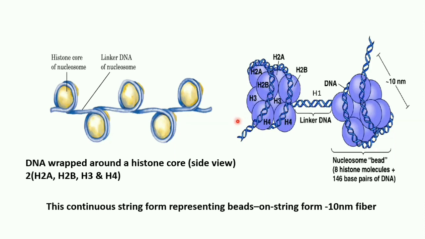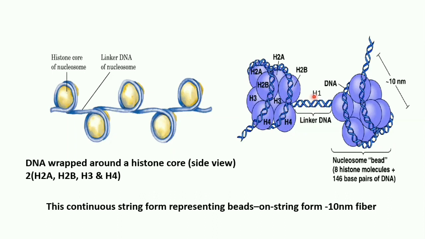This core is composed of 2 molecules each of H2A, H2B, H3 and H4. And this is wrapped by 2 turns of DNA. This double helix DNA has wrapped 2 times around this bead. This is known as a bead, or it is also known as a nucleosome. This is the basic unit of chromatin.